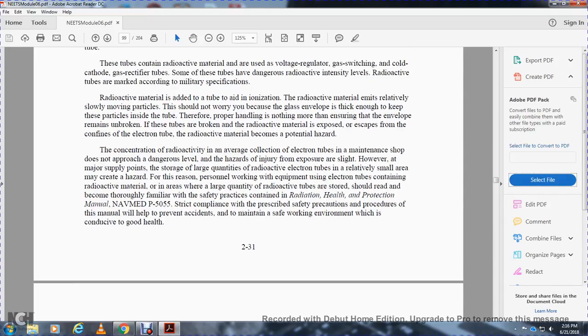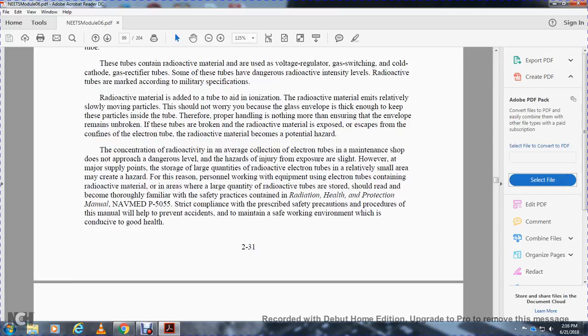The radioactive material becomes a potential hazard. The concentration of radioactive material in the average collection of electron tubes in the maintenance shop does not approach a dangerous level of hazard or injury with slight exposure. However, there's a major supply point that stores a large quantity of radioactive electron tubes in a relatively small area.